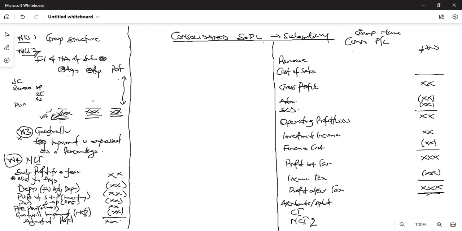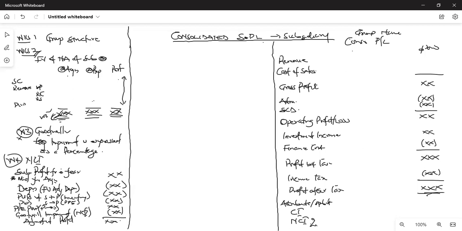The adjusted profit. This is where you will have to source your NCI share of the profit from. Don't forget, that is where you will source it from. So you don't have to just take the profits after tax as you see here and strike a percentage. It is not done like that.